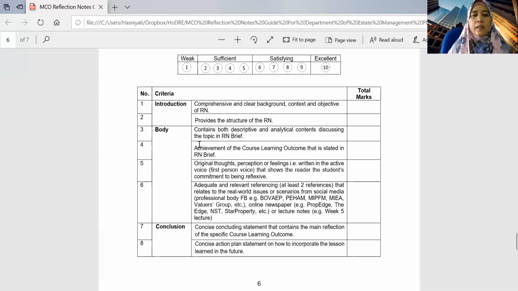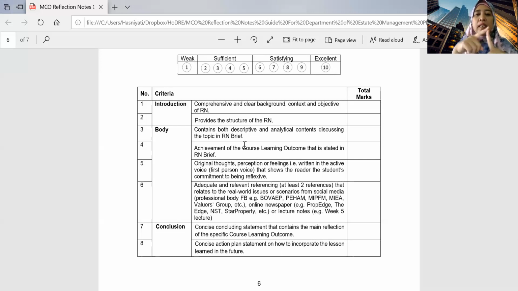Then the lecturer will evaluate the achievement of the course learning outcome that is stated in the RN brief, whether your body reflects the course learning outcome. For each course, you have respective course learning outcomes. The reflection note may test only one course learning outcome, and the lecturer will put that particular CLO in the RN brief. So you write your reflection based on the topic and whatever is being tested under the course learning outcome. You must also touch on that.